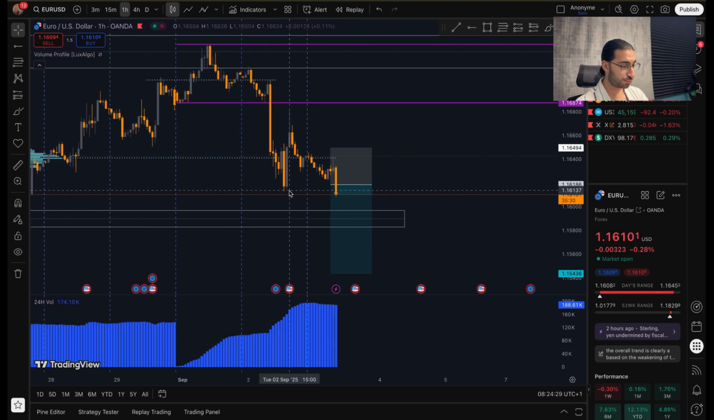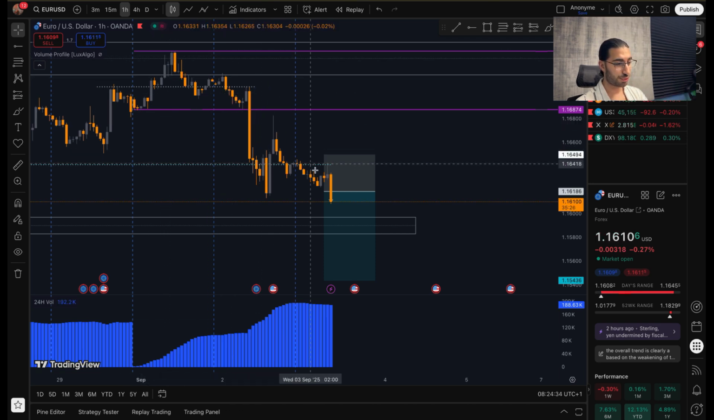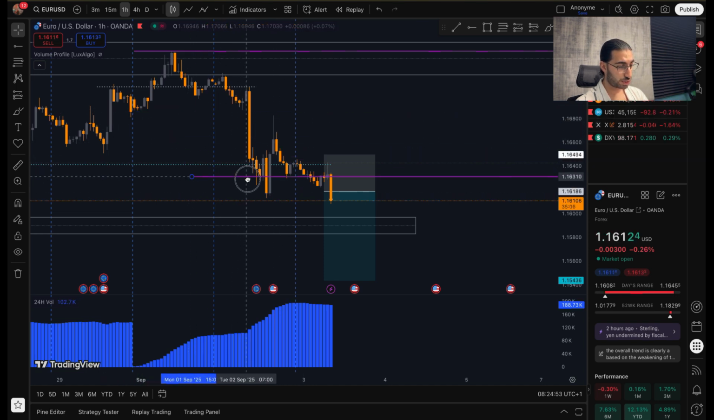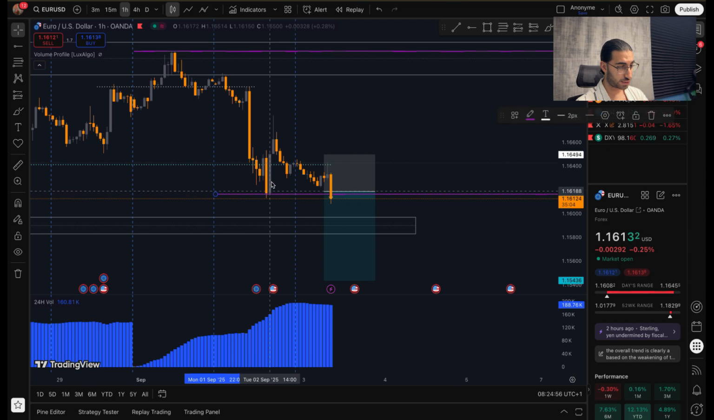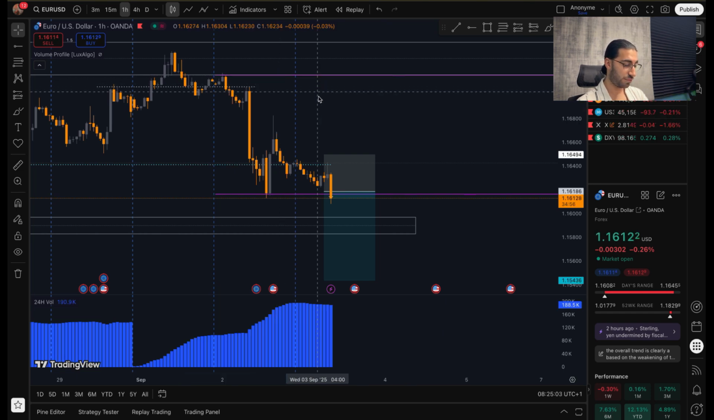Okay, now if I zoom in a little bit and we just focus on that downtrend, what we have here is basically a breach. Yesterday we had a big breach of the previous low of the previous day, and here we're currently having the breach of the previous day's low. Same thing that happened yesterday for the day before that.